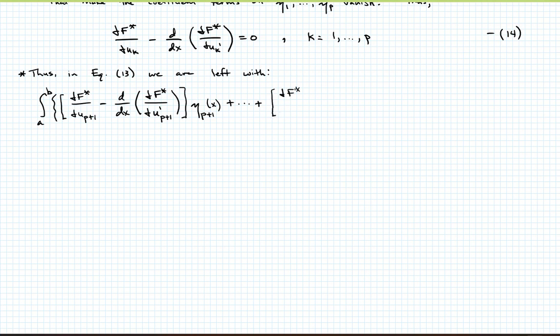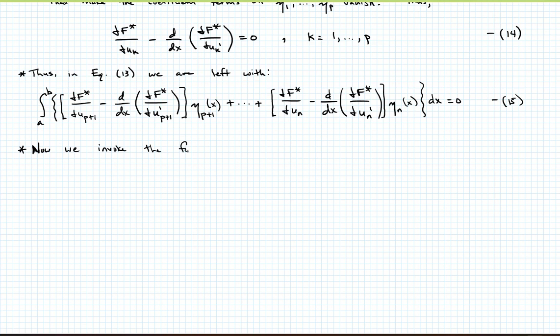This is the partial of f star with respect to un minus d by dx of the partial of f star with respect to un prime, and this is going to be multiplied times eta n. Close my brace, and that's going to be dx equals 0. Let's call this equation 15. So now 15 is in a form, because all my remaining etas are arbitrary, where I can invoke the fundamental lemma of variational calculus.